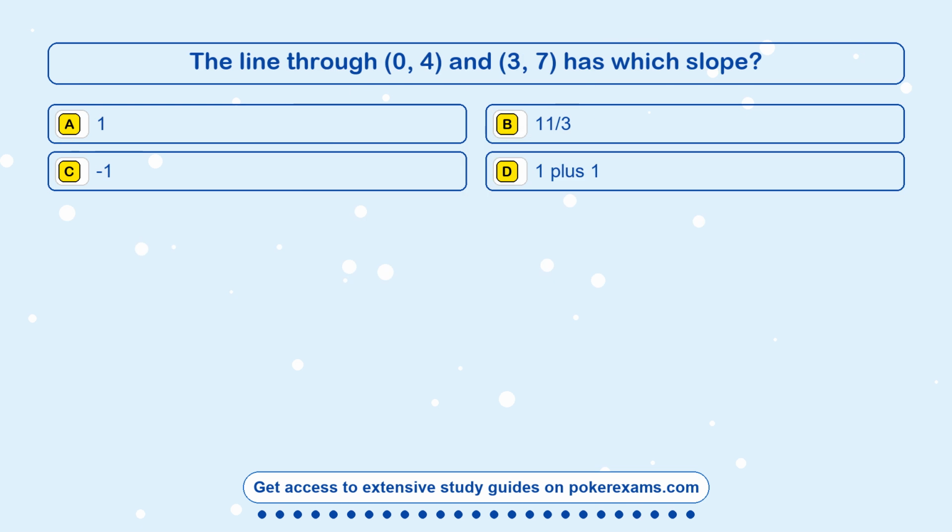Question 13. The line through (0, 4) and (3, 7) has which slope? Option A, 1. Option B, 11/3. Option C, -1. Option D, 1 + 1.